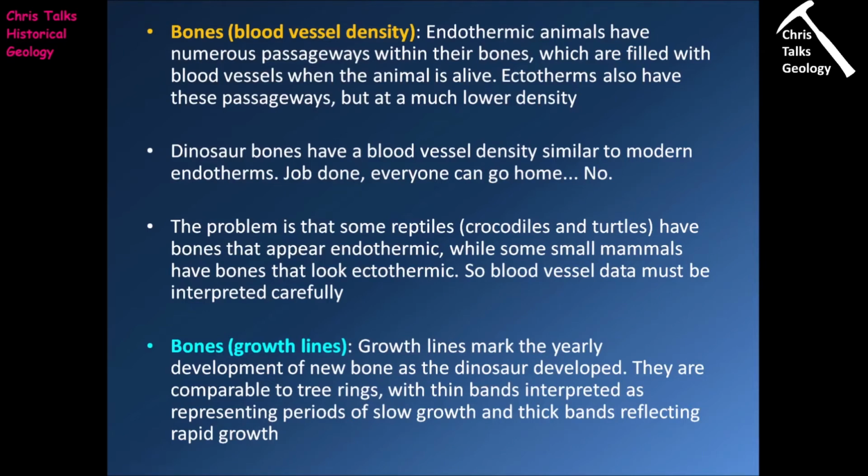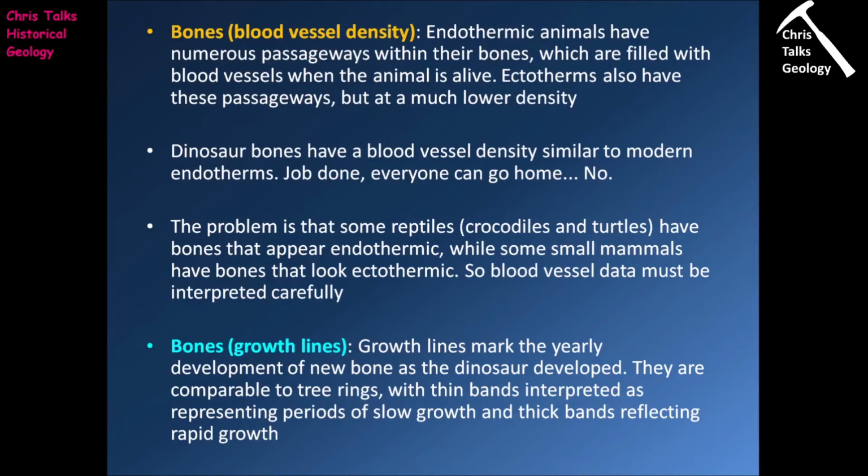So great, job done, everyone can go home. No, unfortunately not. So the problem is that there are some reptiles, particularly the crocodiles and the turtles, that actually have bones that appear to be endothermic, even though we know these animals are actually ectotherms. So there are also some small animals that have bones that appear to be ectothermic, but as we know they're mammals, therefore they are warm-blooded. So blood vessel density data for bones has to be interpreted carefully. It's a hint that certain dinosaurs may have been warm-blooded, but it's not definitive.